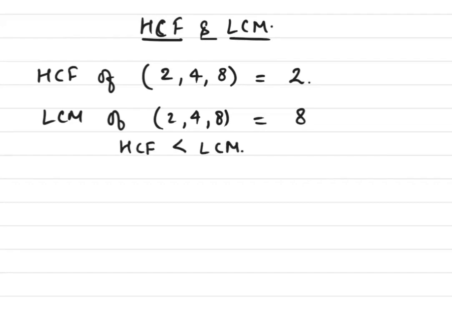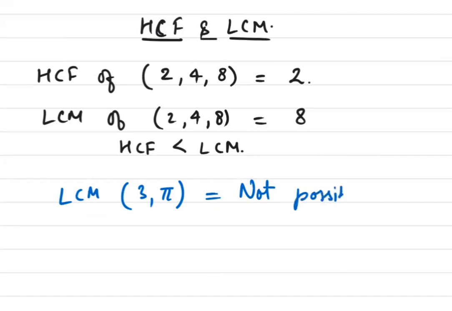Now let us talk about the LCM and HCF of unlike nature numbers. For example, we are asked to find the LCM of a rational number 3 and an irrational number pi. You might think nothing is common between them, so the answer is 3 pi. No, the answer for this is not possible. The reason is that 3 is a rational number and pi is an irrational number.